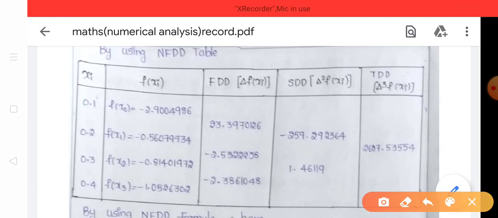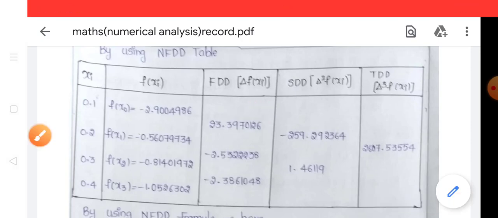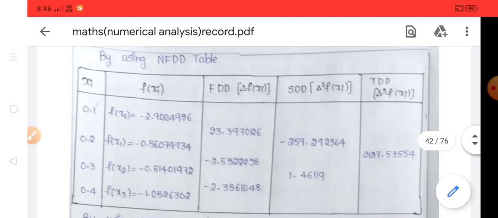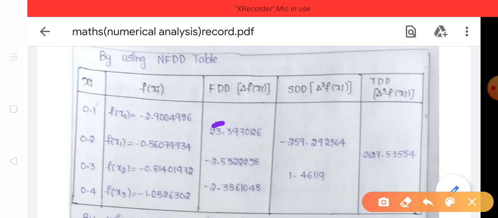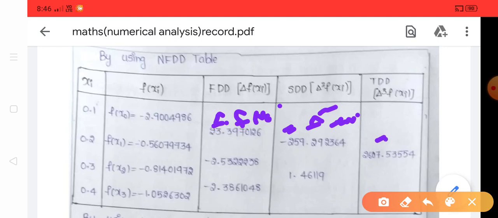Here this value is equal to delta f of x naught. This value is equal to delta square f of x naught. This value is equal to delta cube f of x naught.